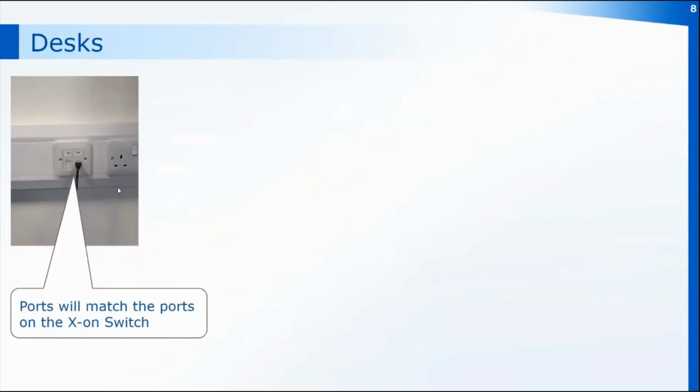Around the desks, you're then going to have ports on the wall. And the numbers on the ports would normally match the ports on the switch so that we know which extension goes into which port on the switch.